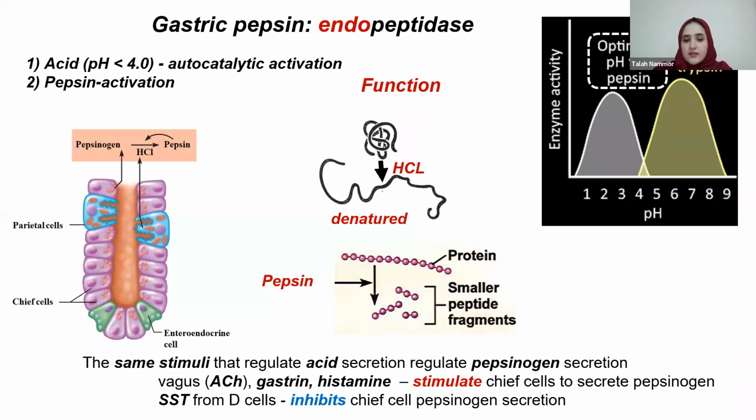Okay guys, the last two sentences, and this is very important to this slide and the next slide: the chief cells are activated by the same stimulus that the parietal cells are activated by, and they are inhibited by the same thing that inhibits the parietal cells. So gastrin, histamine, and ACH will stimulate the release of pepsinogen, and somatostatin from these cells will inhibit the release of pepsinogen. Okay? Perfect.